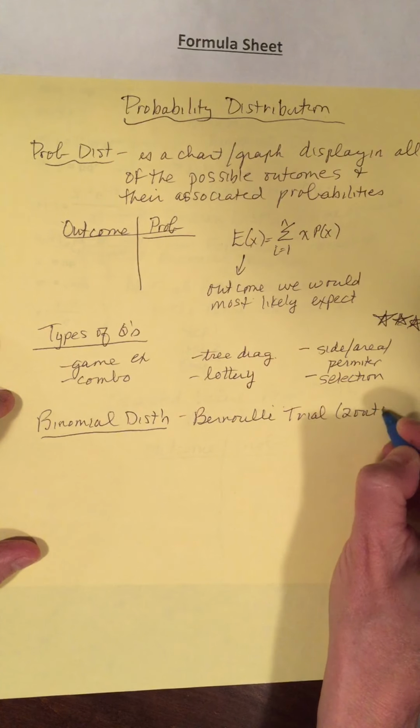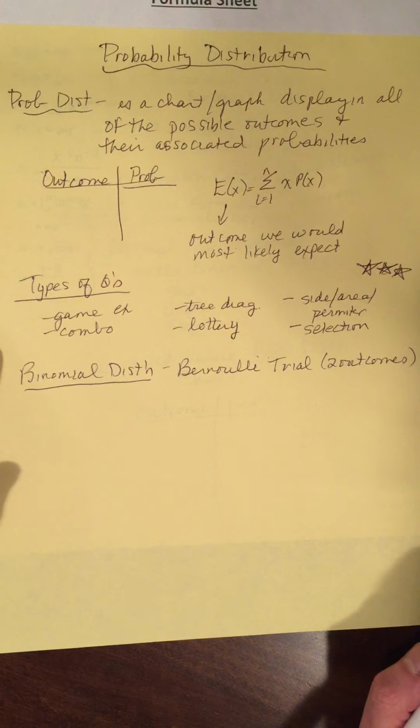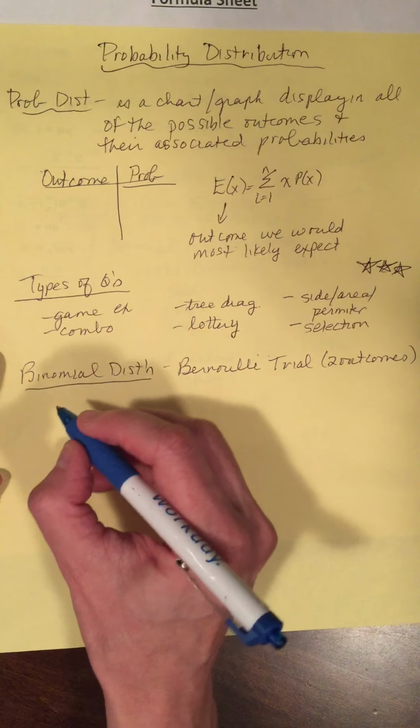And there are 2 outcomes. That's what makes it a special probability distribution. There are 2 outcomes. Now, what goes with this is a beautiful formula.